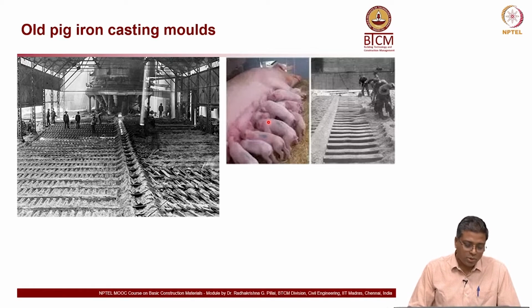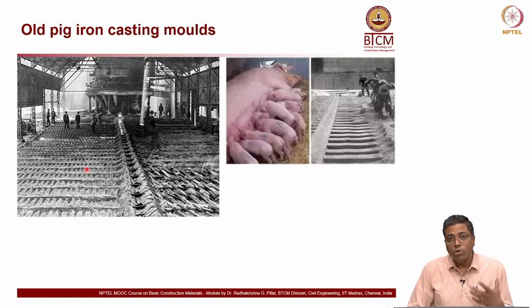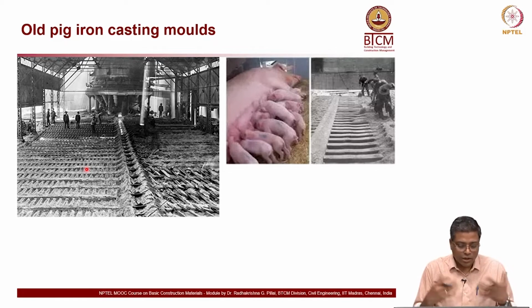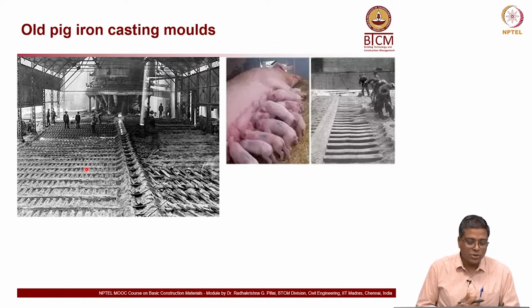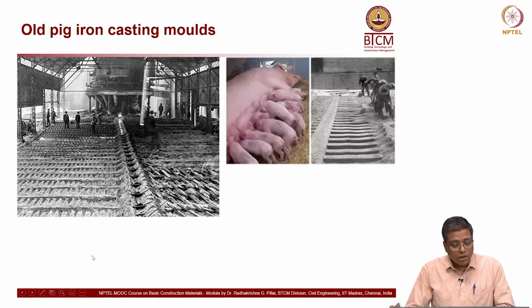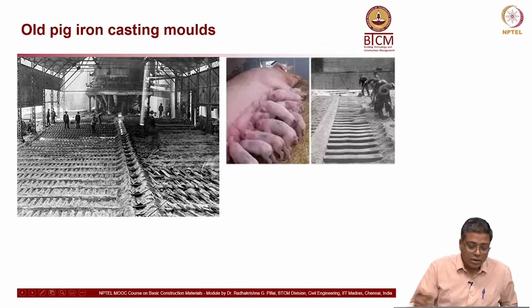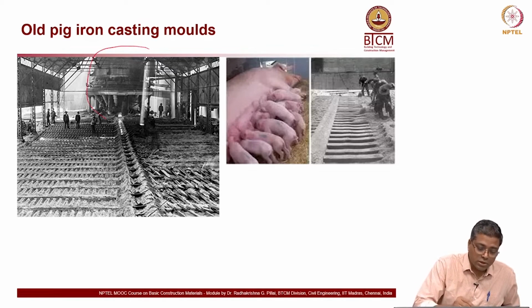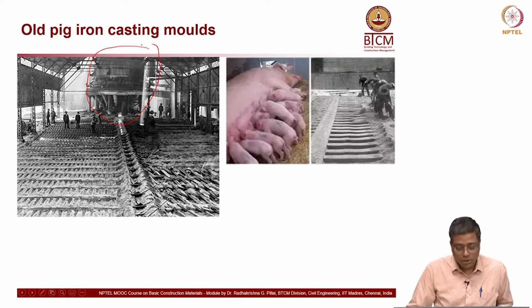There is also another story which says that the face of the very old pig iron molds looks like the face of a pig. I do not have that photograph here, but if you read on the internet, you will find that these are the stories behind the name pig iron. Now, you can also see how big the furnace looks here. You can see the large size, and you can compare that with the size of the people standing there.